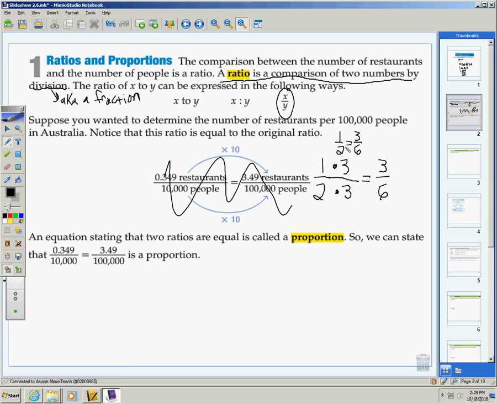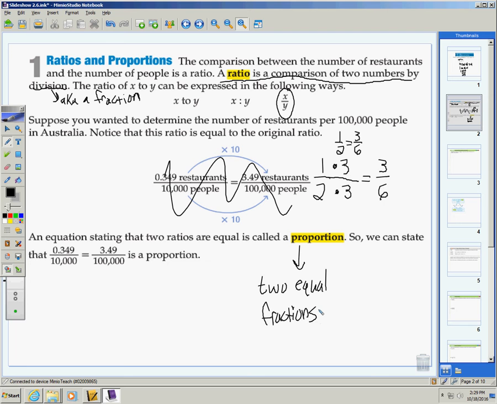When two ratios are equal, a proportion is what that's called. And I like to usually think of a proportion as two equal fractions. Because since ratios are just fractions, it's sometimes easier for me to remember that two equal fractions are called a proportion.